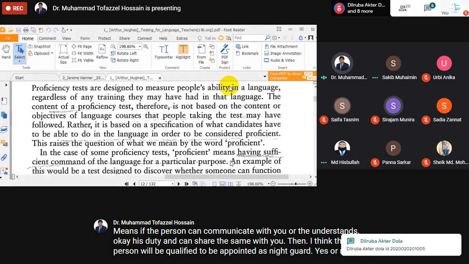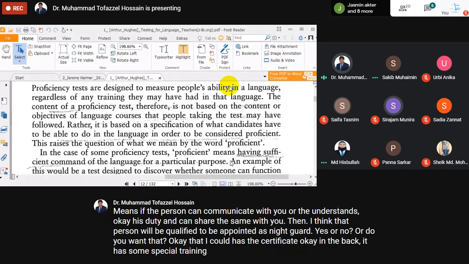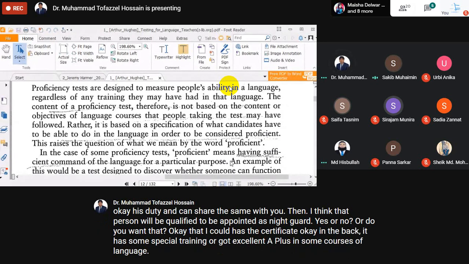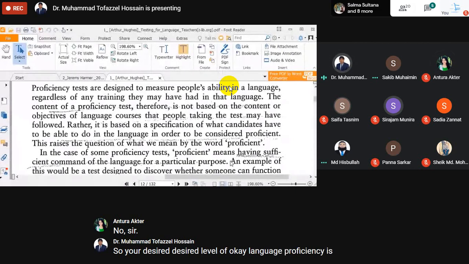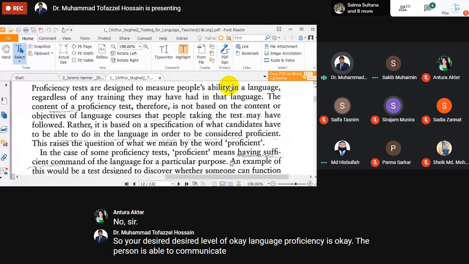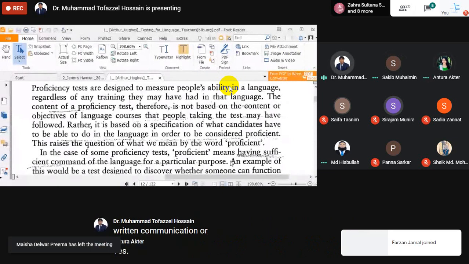Or do you want that, the night guard has the certificate, some special training, or got an excellent A+ in some language courses? No, sir. You never want that type of proficiency. So your desired level of language proficiency is that the person is able to communicate, and mainly, what kind of communication? Oral communication, not even written communication. Yes, sir.